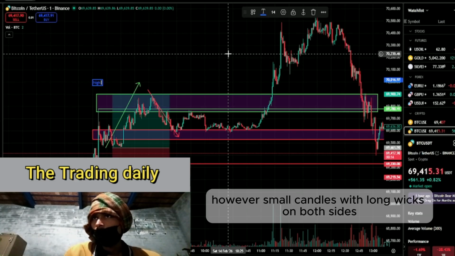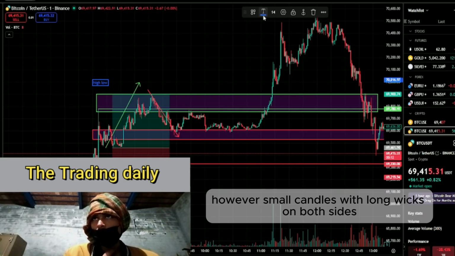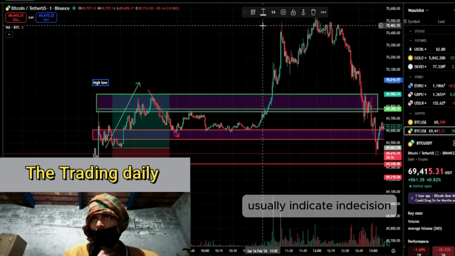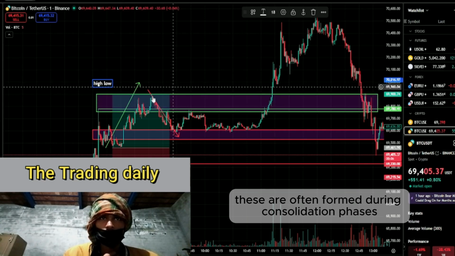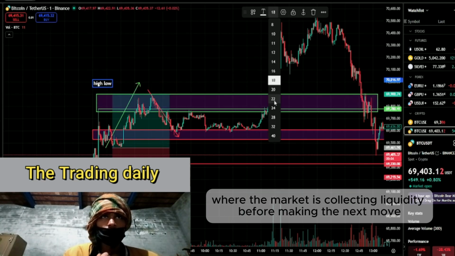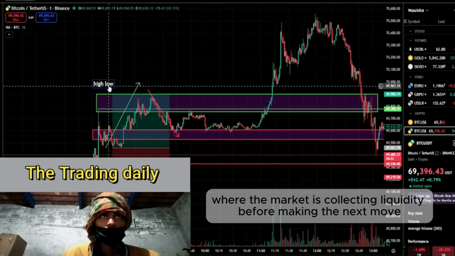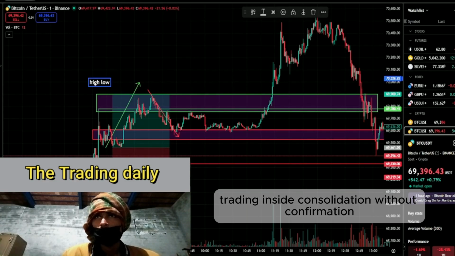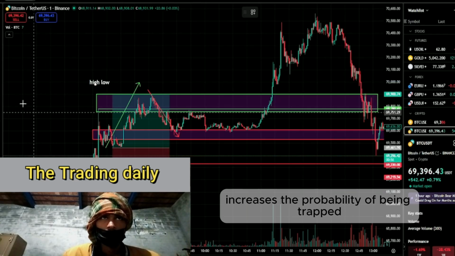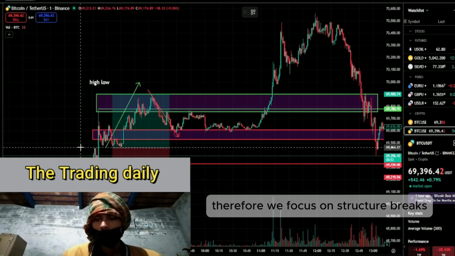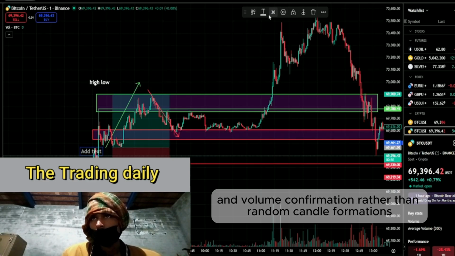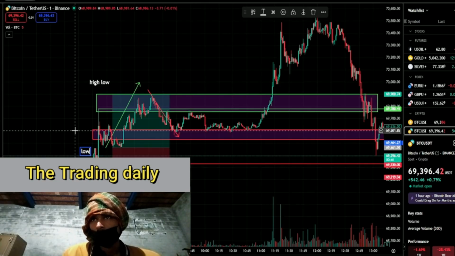However, small candles with long wicks on both sides usually indicate indecision. These are often formed during consolidation phases where the market is collecting liquidity before making the next move. Trading inside consolidation without confirmation increases the probability of being trapped. Therefore, we focus on structure breaks, momentum shifts, and volume confirmation rather than random candle formations.